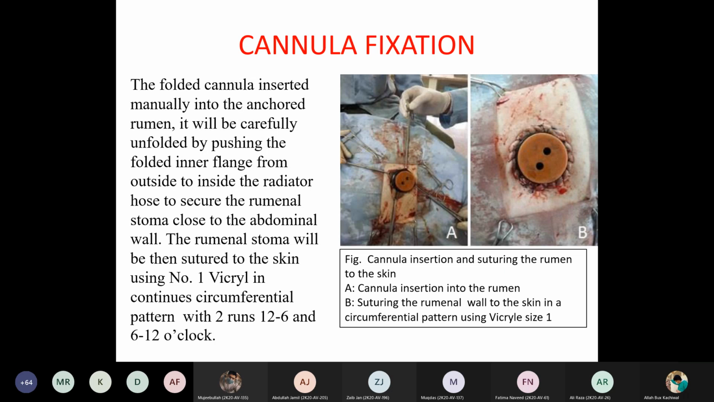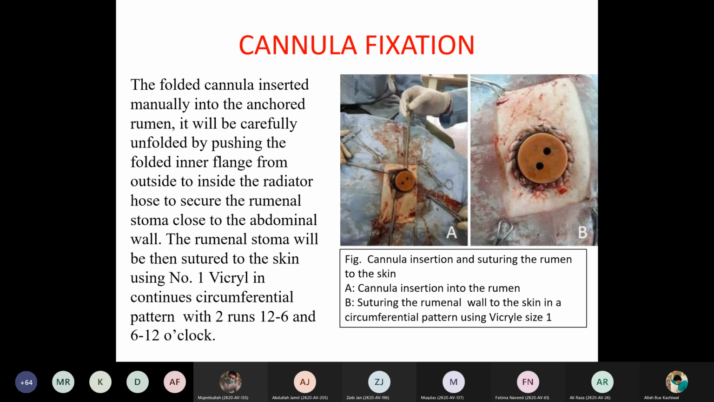It will be carefully unfolded by pushing the folded inner flange close to the abdominal wall. The ruminal stoma will then be sutured to the skin using a #1 Vicryl in a continuous circumferential pattern with 2 runs, 12 to 6 and 6 to 12 o'clock.